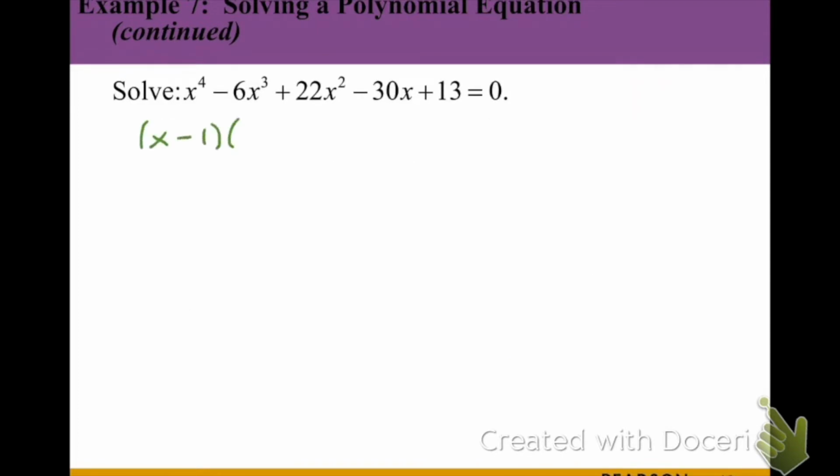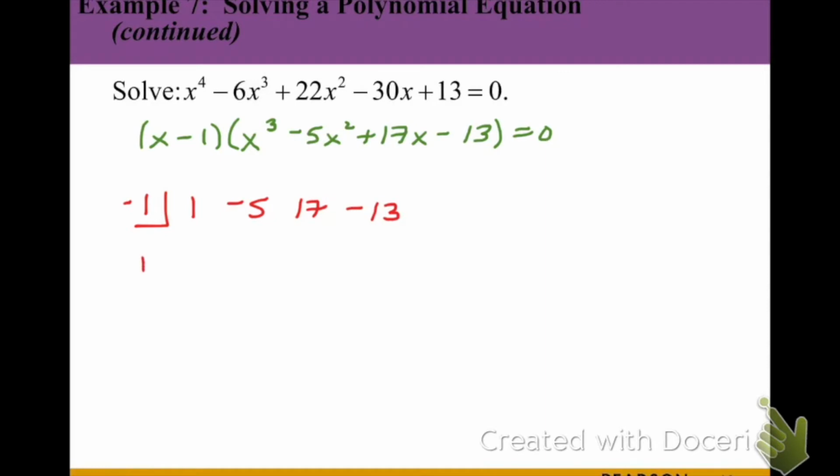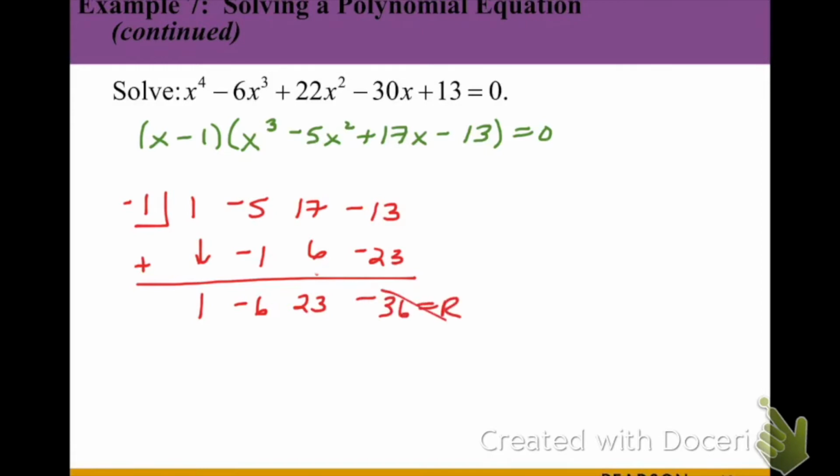Since we can rewrite this again, I'm just going to bring that down. Since we already know that x minus 1 is a factor, we're going to try a different possible root in this case. Let's use negative 1 and try that one. If we do our synthetic division, adding and multiplying, in this case we get out a negative 36, which means that negative 1 is not going to work.